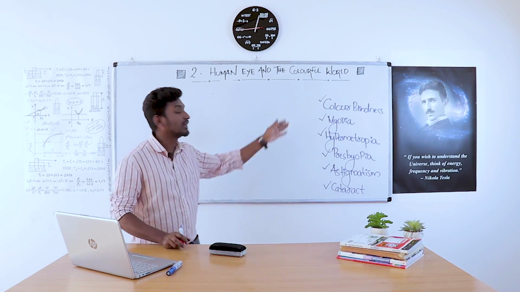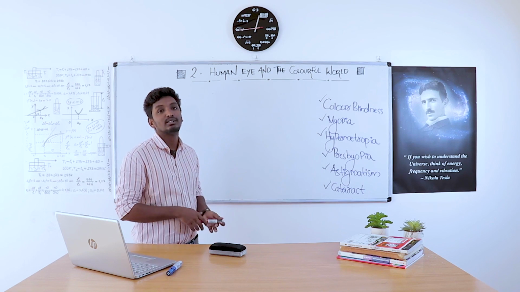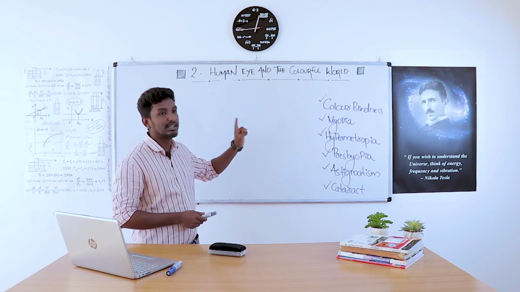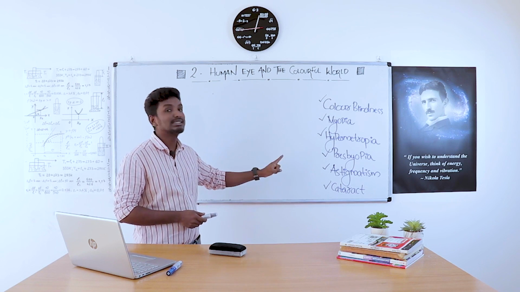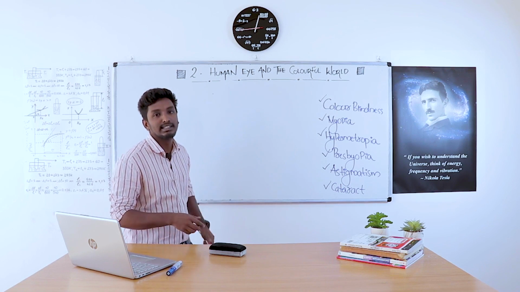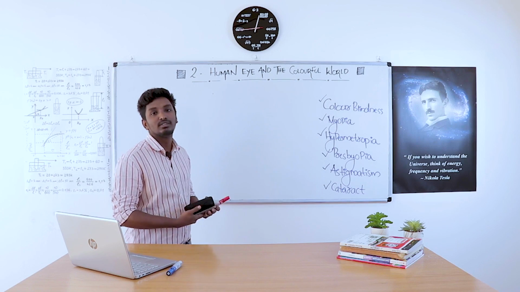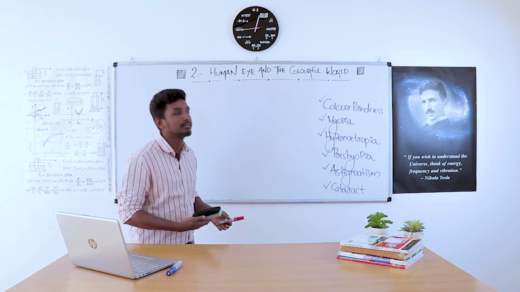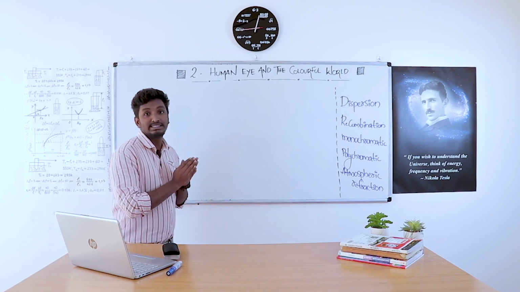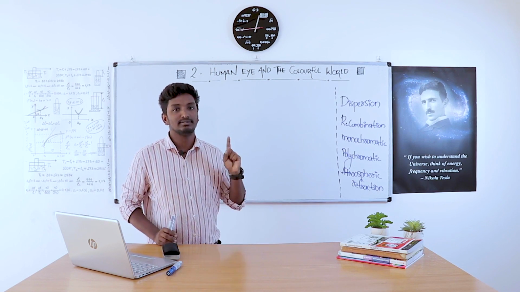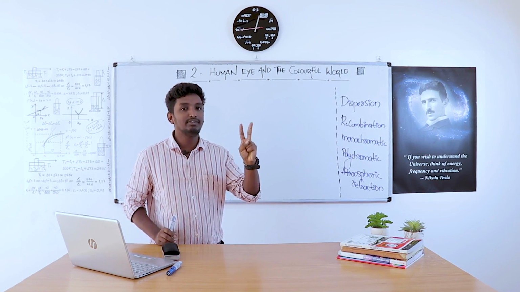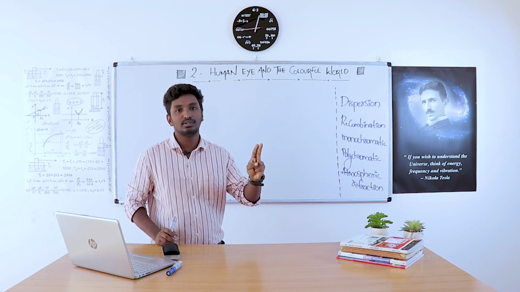Clear? These are all the defects that can affect the human eye. Which are the defects? Color blindness, myopia, hypermetropia, presbyopia, astigmatism, and cataract. These are all the defects that can affect our human eye. So out of 3 sections in this chapter, we have completed 2 main sections: structure of the human eye and defects that affect the human eye.